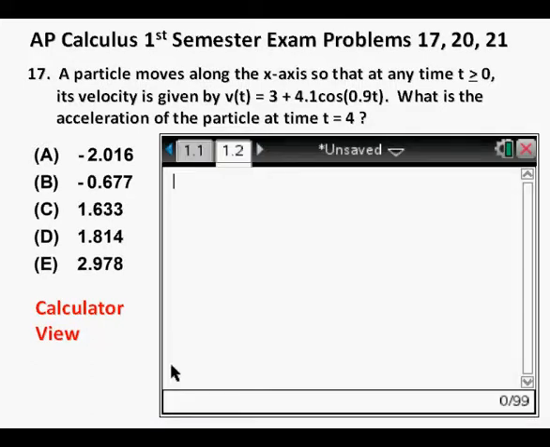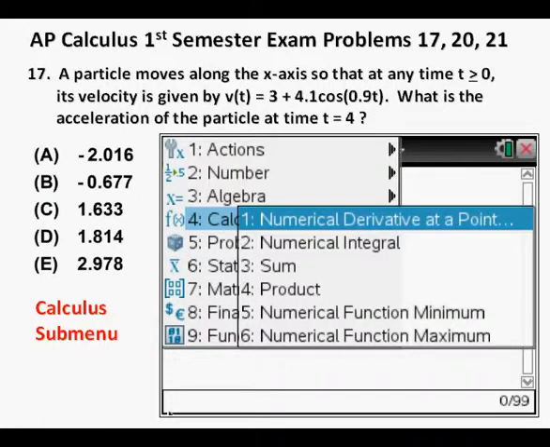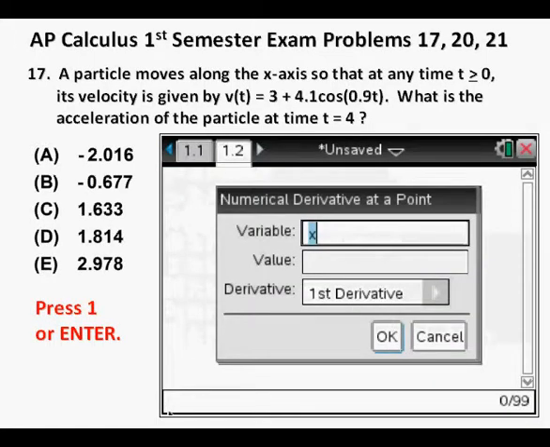Pressing the menu key in the upper right portion of the keypad, this is what we get, the menu view. And with the menu view, here's the calculus option, option number 4. We can go to the calculus submenu by scrolling down and pressing enter, or by pressing the number 4 key. And since we want the numerical derivative at a point, we press 1 or enter.